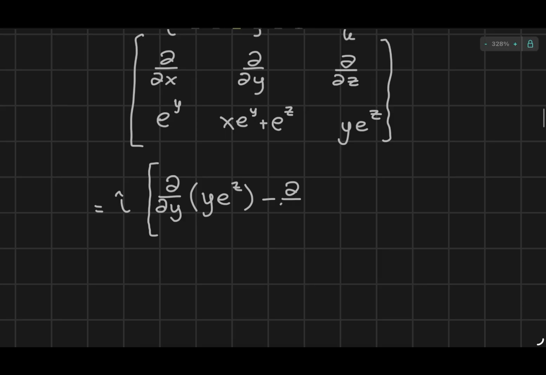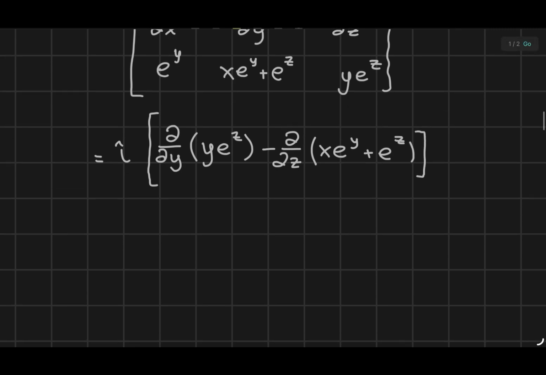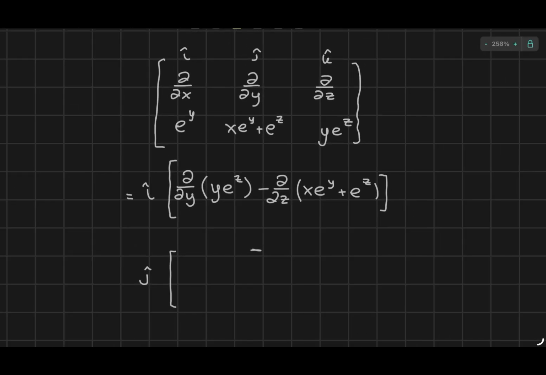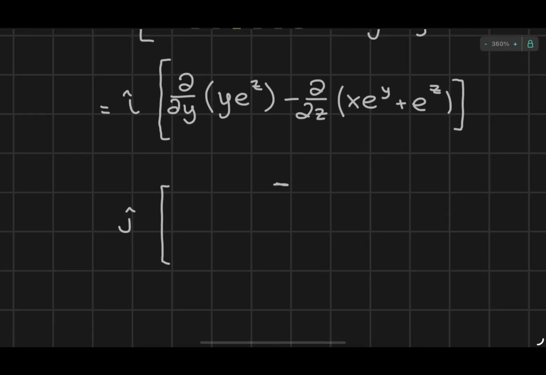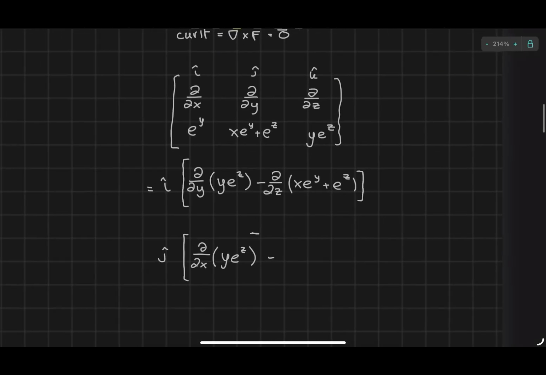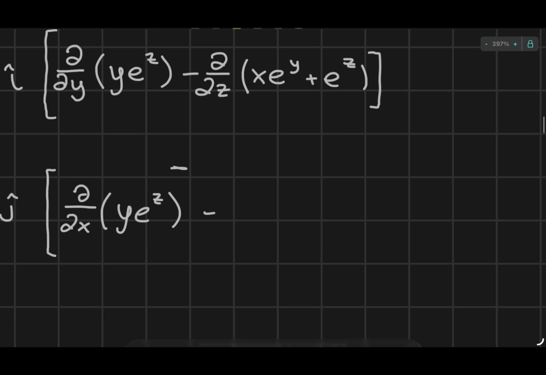partial of x e to the y plus e to the z with respect to z. We're going to subtract that from our j component. Our j component, we're going to be ignoring this in there, we're going to have d dx of y e to the z, so the partial of y e to the z with respect to x minus the partial of e to the y with respect to z.